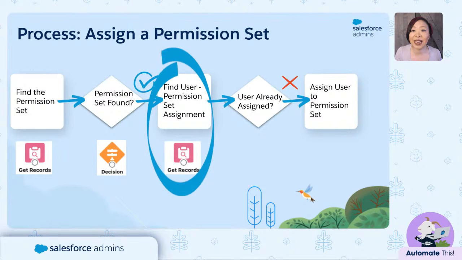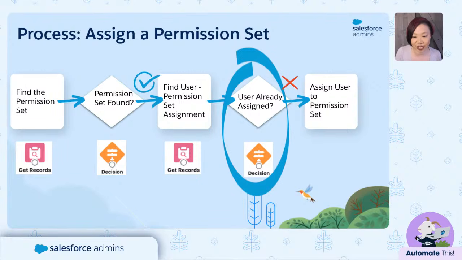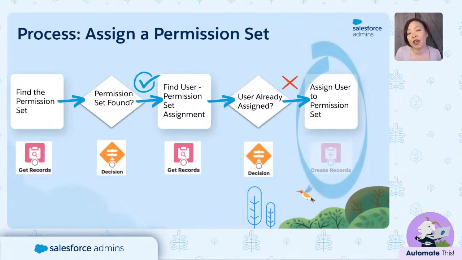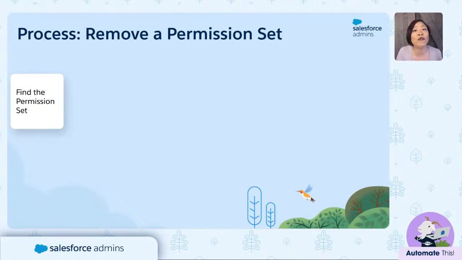Next, during another get records, and this is to find that user permission set record combination. Next, we have another decision, and this is to determine whether we found that record in the get records. And lastly, we're going to do a create records in that permission set assignment with the user permission set combination. All right, so let's take a look at removing a permission set and the steps to do that.